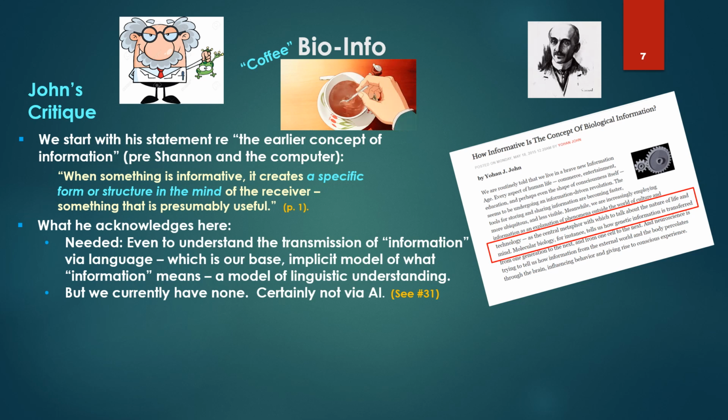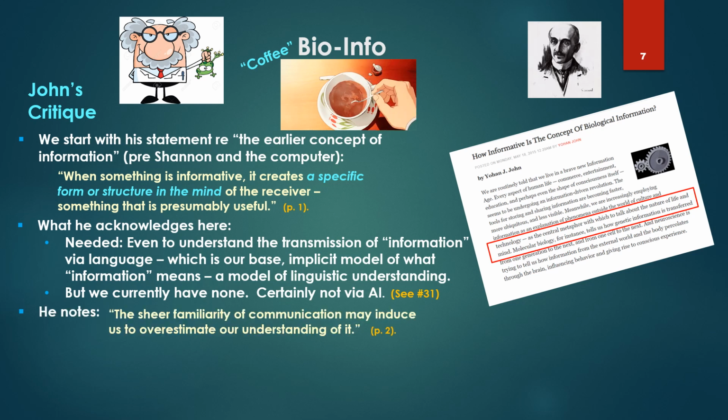What he acknowledges here, what's needed, even to understand the transmission of information, quote unquote, via language, which is our base, implicit model of what information means, we need a model of linguistic understanding, but we currently have none, certainly not via AI. Again, see number 31. He notes, the sheer familiarity of communication may induce us to overestimate our understanding of it.